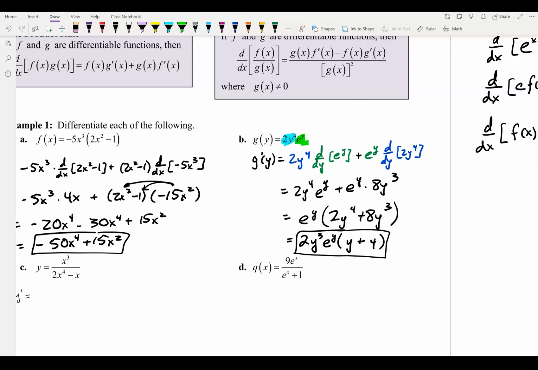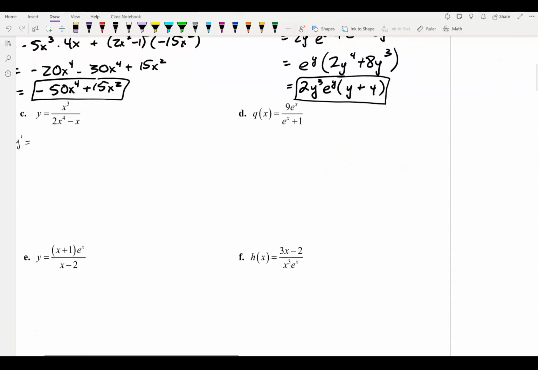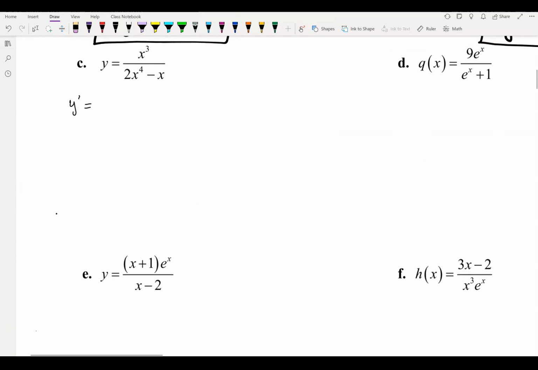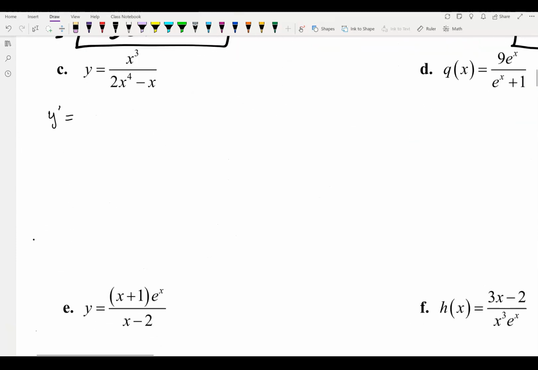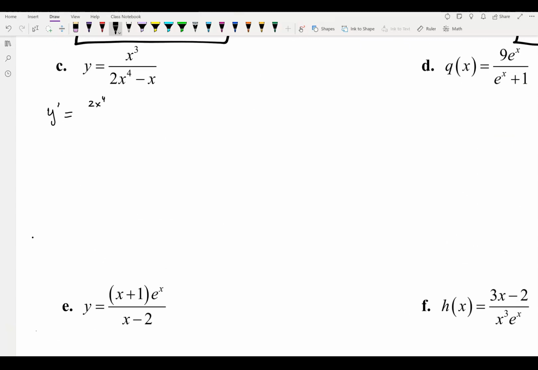Some people memorize it with low d high, less high d low, draw a line and square down low or something like that. But here we go. So we have the bottom times the derivative of the top minus the top times the derivative of the bottom all over the bottom squared. And again, just like I did in the first two examples, I haven't taken any derivatives yet. I've just written out the quotient rule.